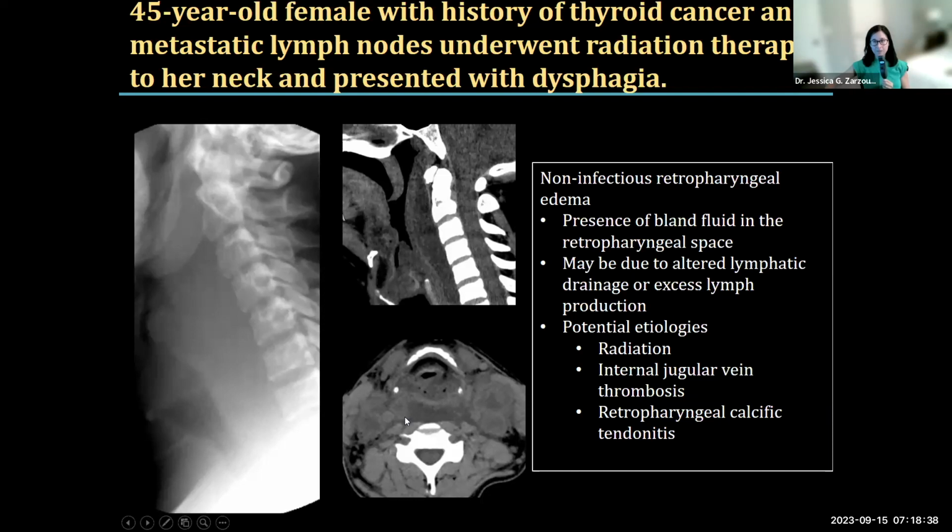And this is non-infectious retropharyngeal edema. This is bland fluid, and this is often due to altered lymphatic drainage or excess lymph production. And most commonly, we see it in post-radiation patients, but it can also be seen with internal jugular vein thrombosis or retropharyngeal calcific tendinitis. So not all fluid in the retropharyngeal space is infectious, but it's important to exclude that because of the dangers associated with that.